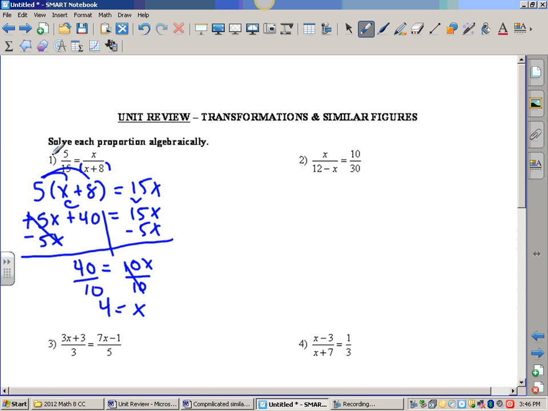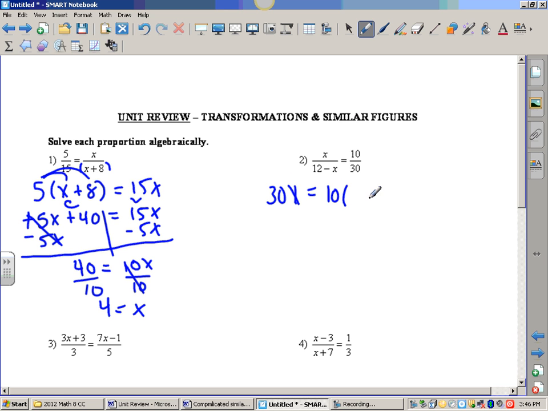This can then be checked in. Every time you see an x, you plug in a 4. You can plug in, substitute, and then check. Make sure you get the right answer. Coming over here, same thing. All right, you don't have to worry about 30 times x. That's just monomial times monomial.